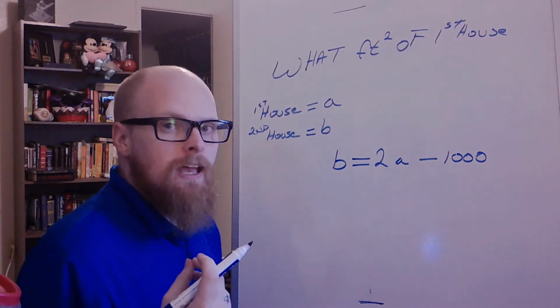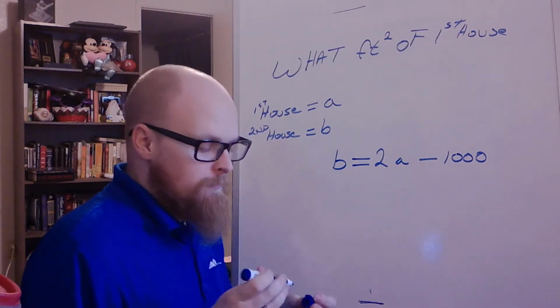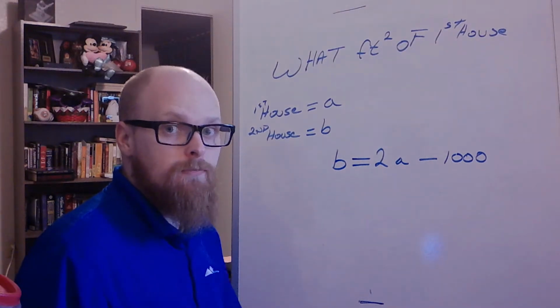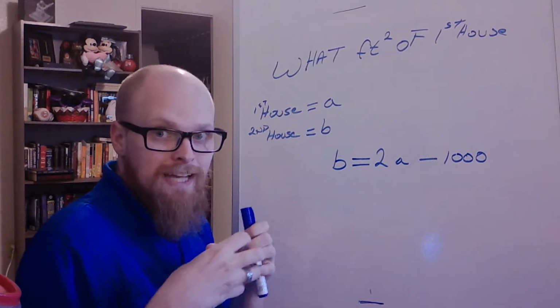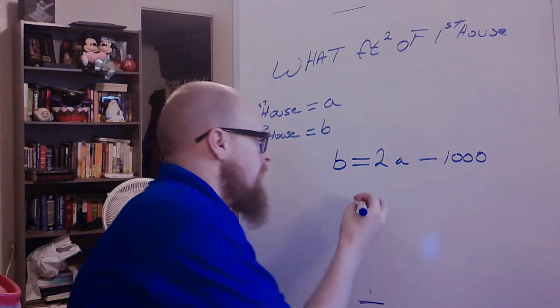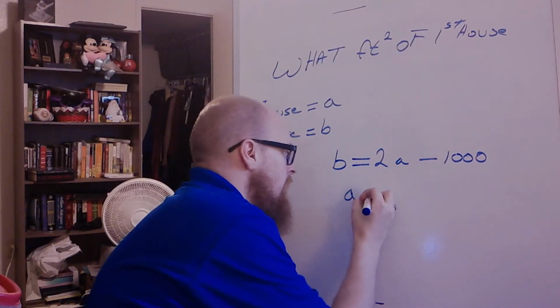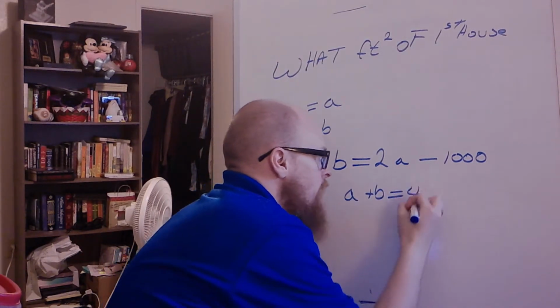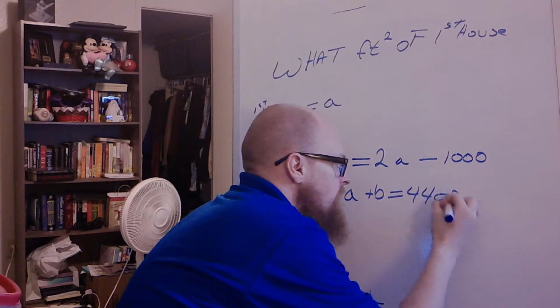Right? If I say you and your partner together have $40, right? That means between the two of you together, you have $40. In this case, house A and house B together have 4,400 square feet.